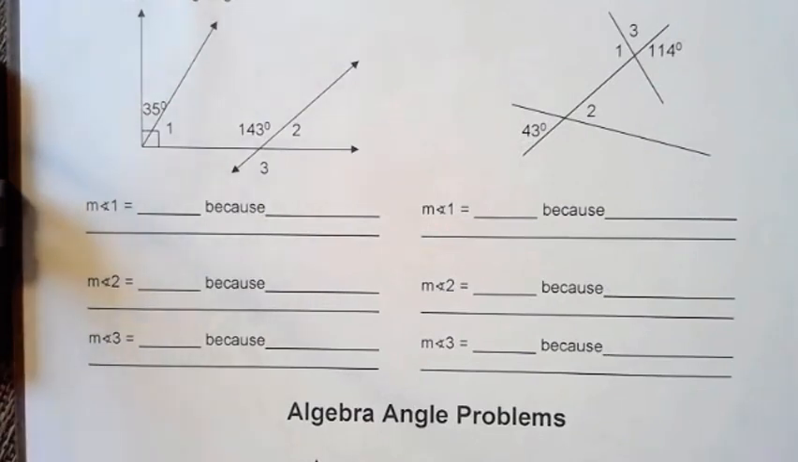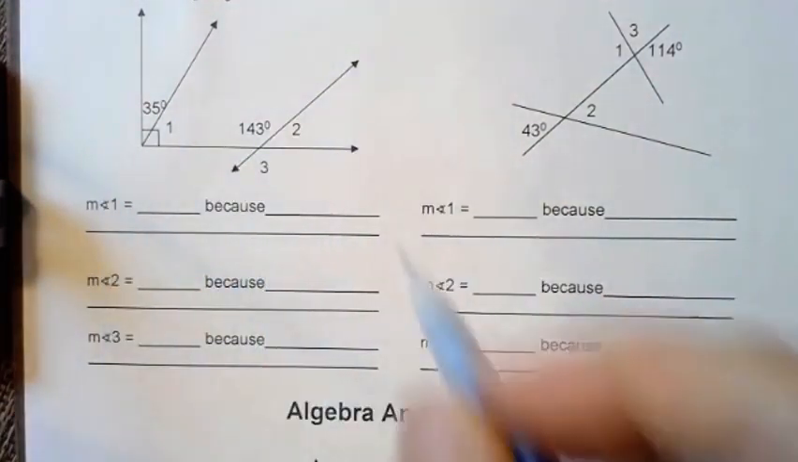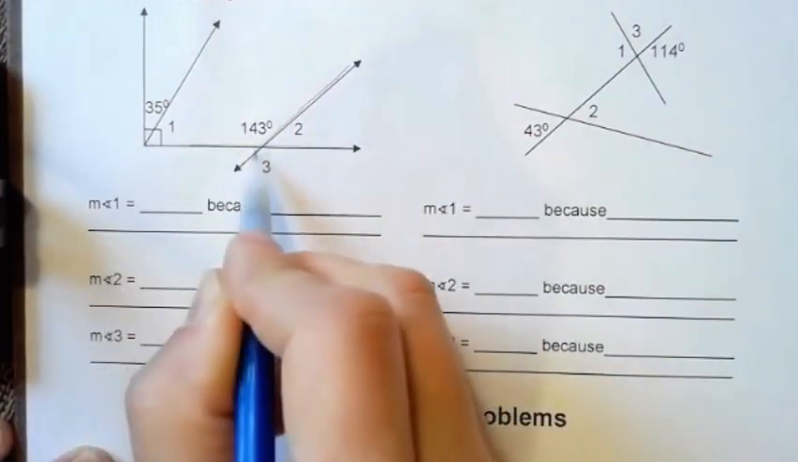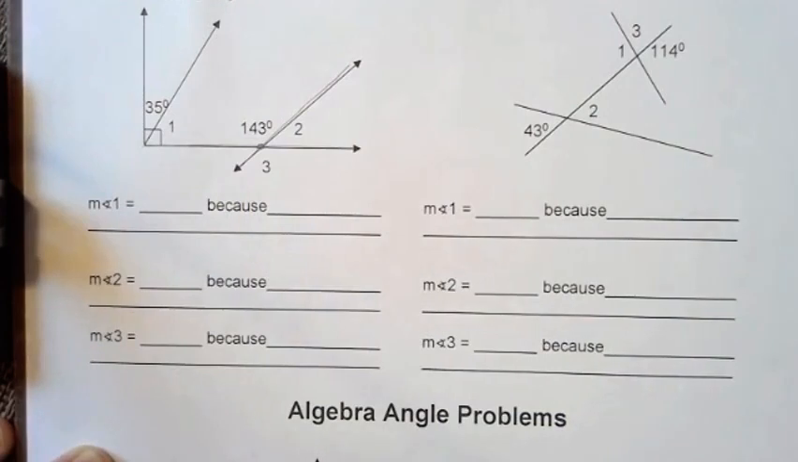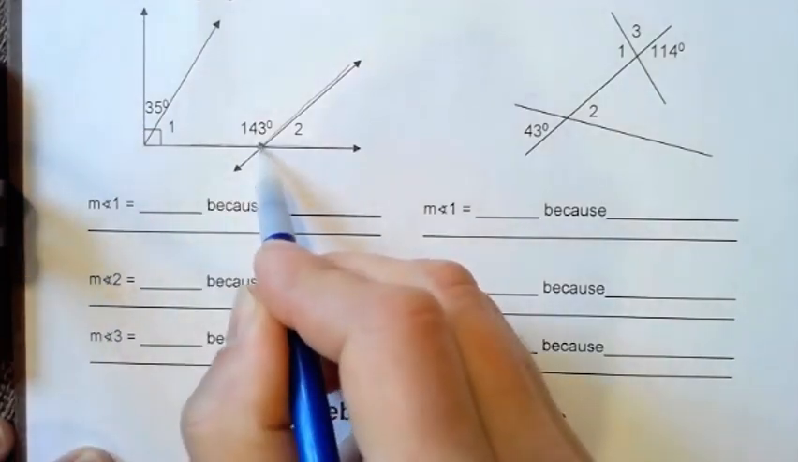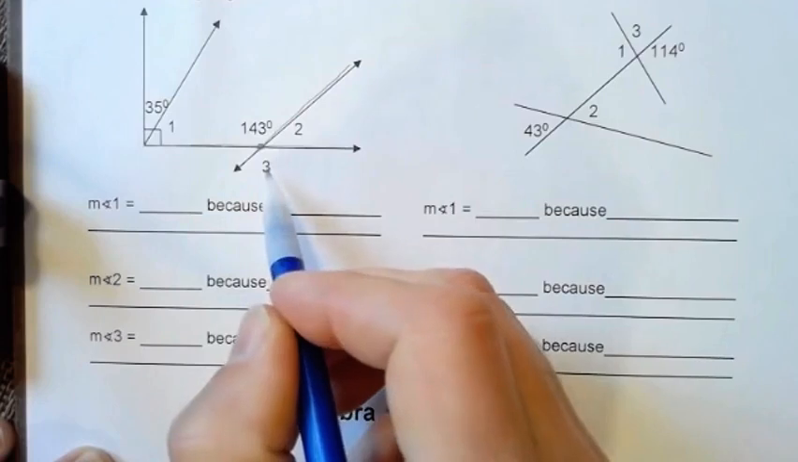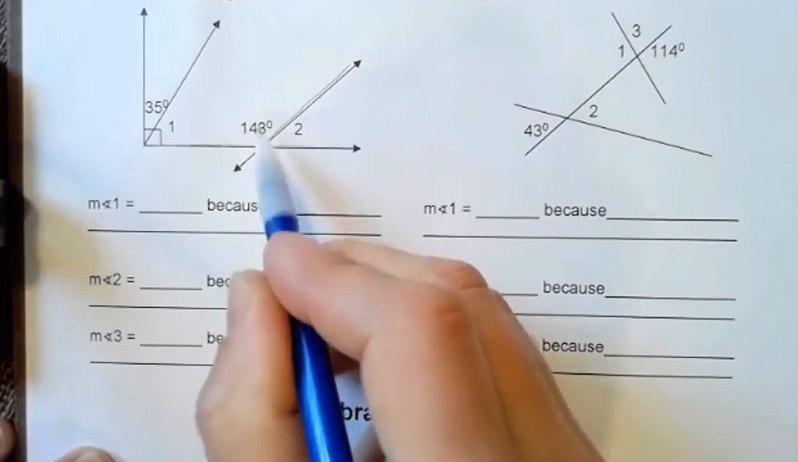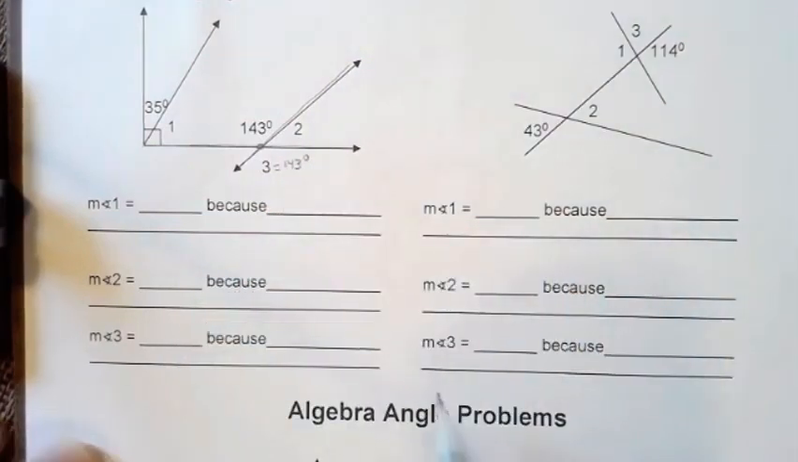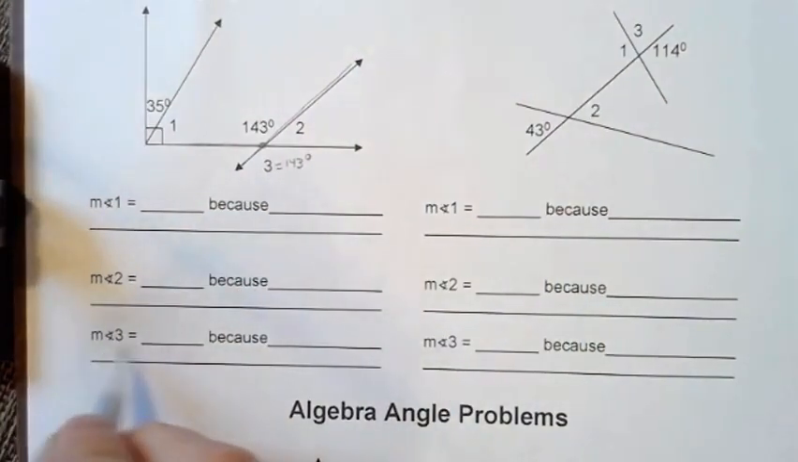And looking in my first diagram here, I see that this line intersects with this line right here. And intersecting lines form vertical angles. Vertical angles are non-adjacent and they're across from the point of intersection. So angle 3 right here is across from this 143-degree angle. Vertical angles are always congruent to each other. So this angle here must be 143 degrees. So I can write that in down here.